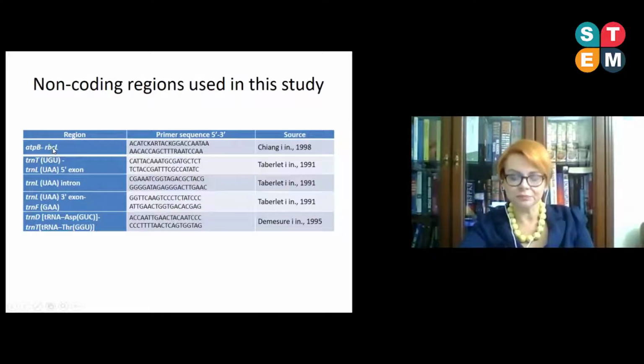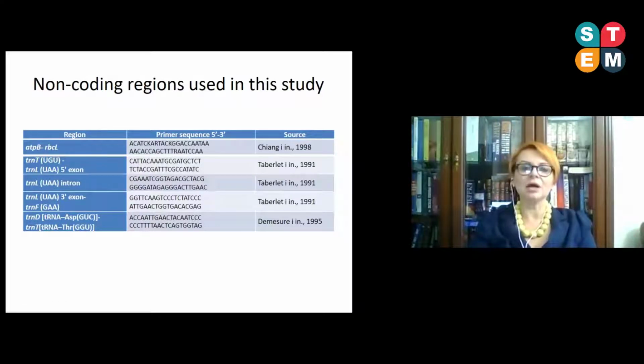2 genes. This is ribulose bisphosphate carboxylase, RBCL, and the beta subunit of the chloroplast ATP synthetase.